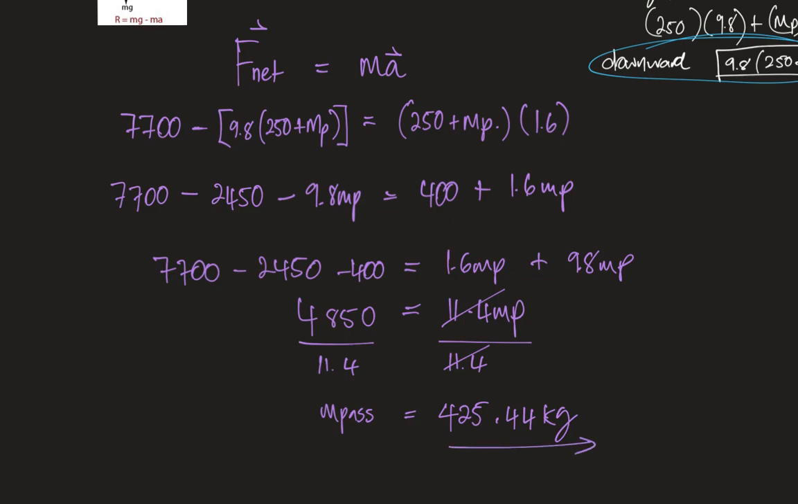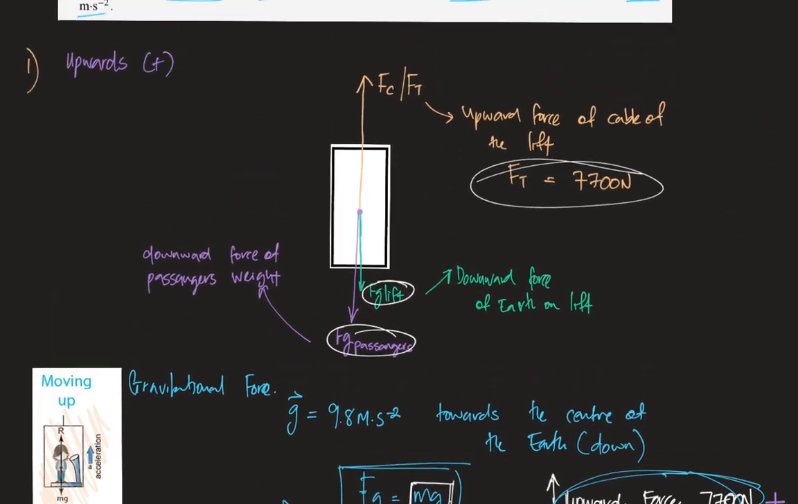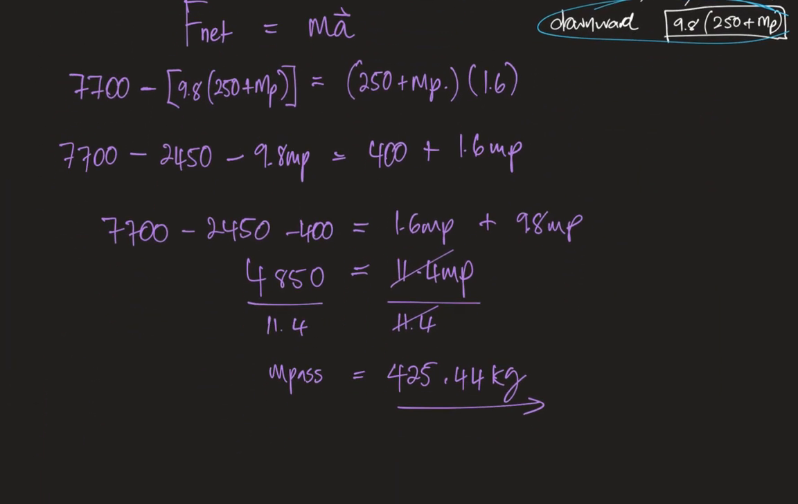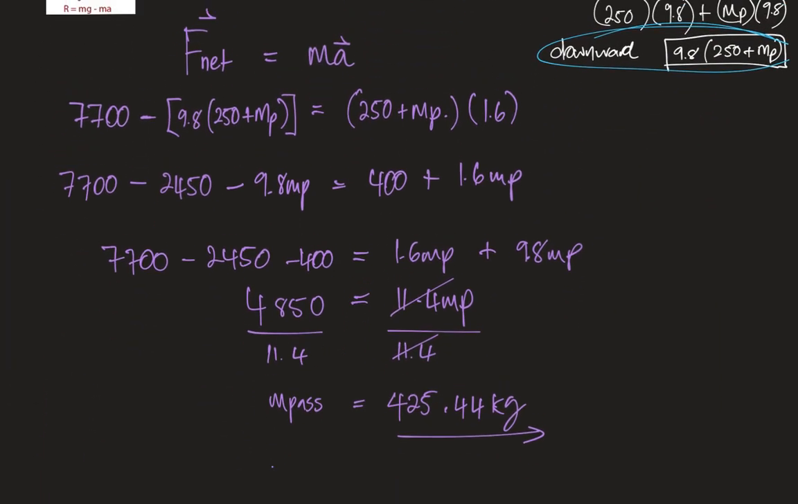And that is your final answer, and you've got to answer the question. The question says, what is the maximum mass M of passengers the lift can carry in order to achieve an acceleration of 1.6? And then you can say, therefore, the total mass of passengers is 425.44 kilograms. And that's how you do a lift problem dealing with FG, MG, or whatever the case is.